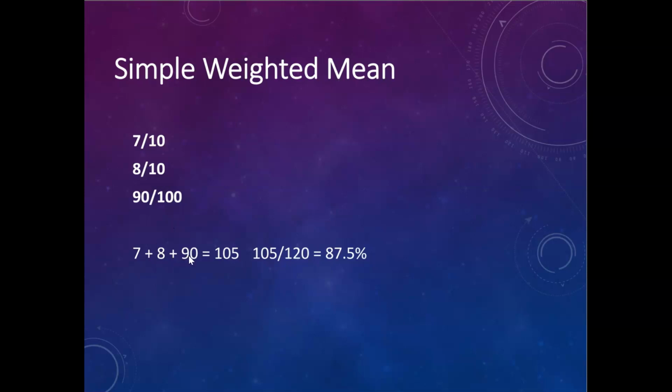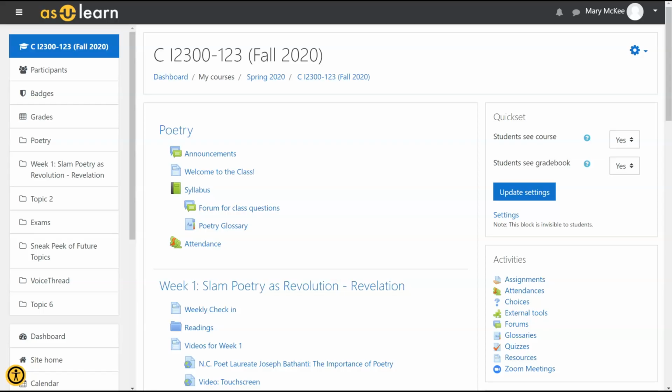going to add up all their scores. This adds up to 105. It divides by the points possible, which in this case is 120. And their overall percentage grade would be 87.5% at this point. That's what simple weighted mean does. Adds up scores, divides by points possible.